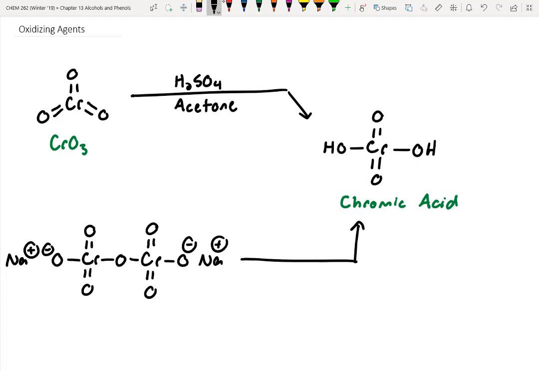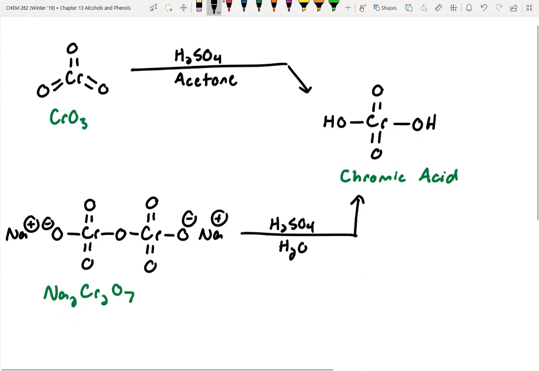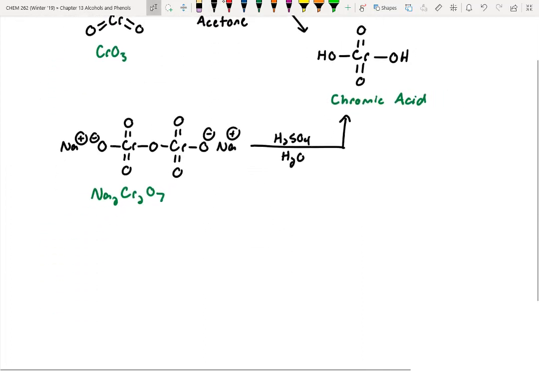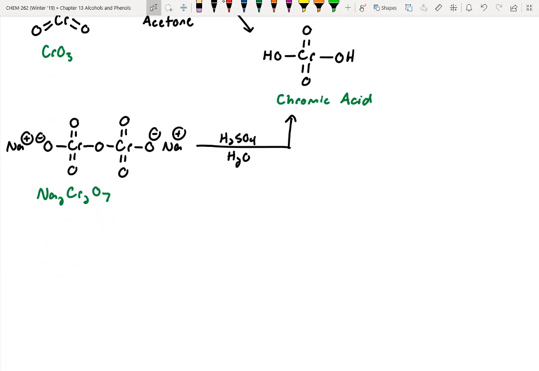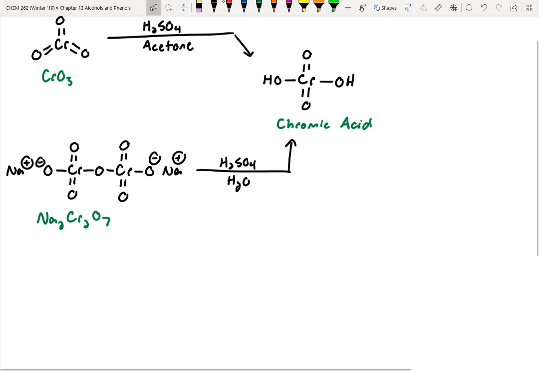But this is sodium dichromate, which can be abbreviated Na2Cr2O7. And again, you need sulfuric acid and water. These aren't, I would say, acutely harmful. They won't kill you in one step. However, they're not super safe either. All right. So this is a really, really strong oxidizer.